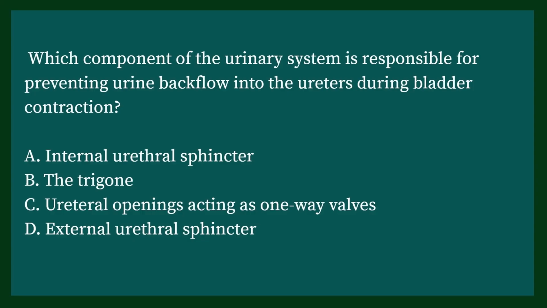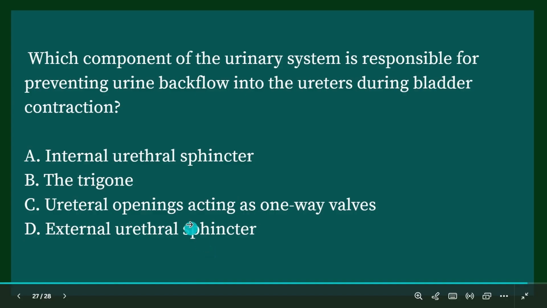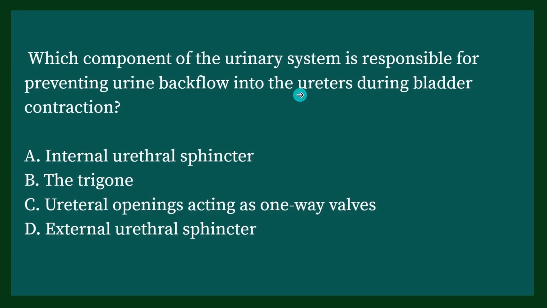Last question. Which component of the urinary system is responsible for preventing urine backflow into the ureters during bladder contraction? Do you remember this part? We have A, internal urethral sphincter, B, the trigone, C, ureteral openings acting as one-way valves, or D, external urethral sphincter. So the internal and external sphincters are not attached to the ureters. But what is attached to the ureters is the ureteral openings.